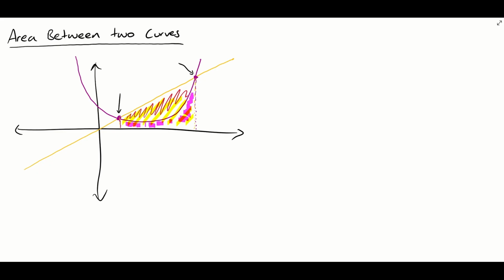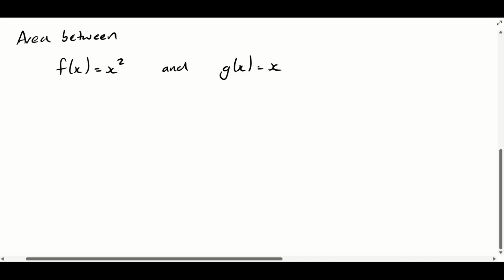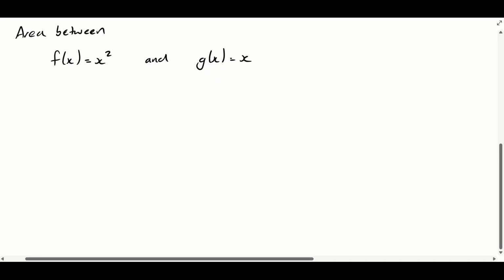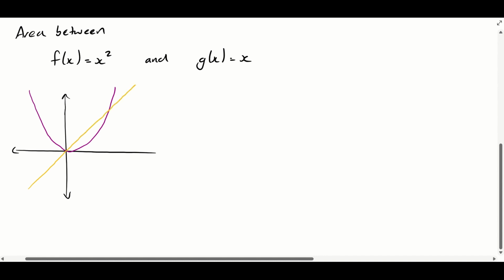So let's take a look at an example. We'll come down here. Let's say that we're asked to find the area between f of x, which is just x squared, and g of x, which is just x. So let's see what this looks like on a graph. So if I take a Cartesian plane like so, then my x squared is just this parabola here. And the equation g of x equals x, or just y equals x, is going to be this line here. And they're going to intersect somewhere. And what I'm looking for is this area in here.